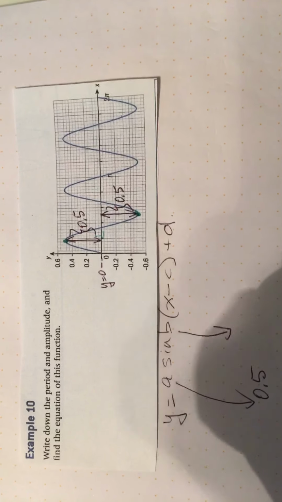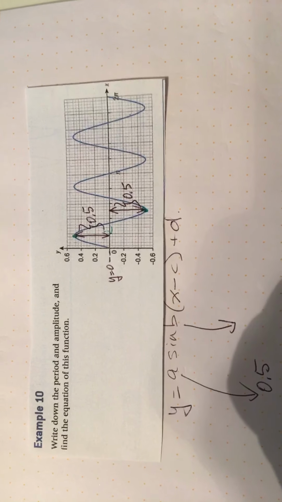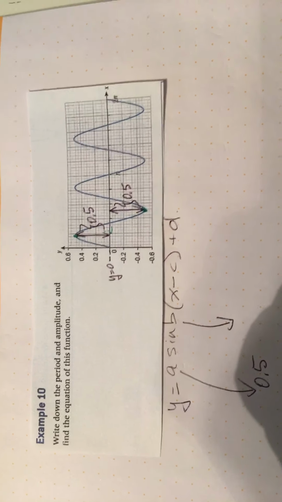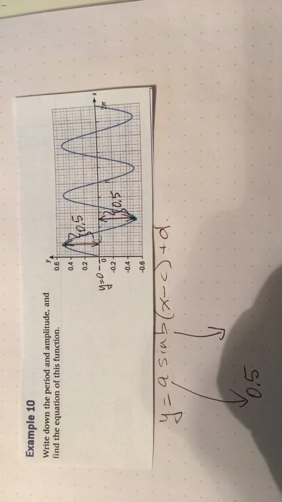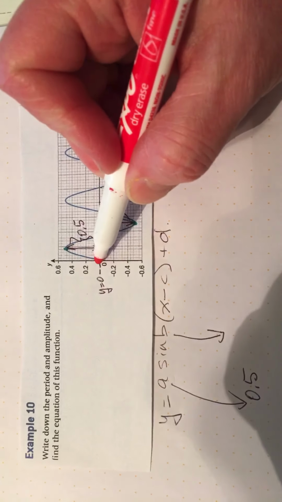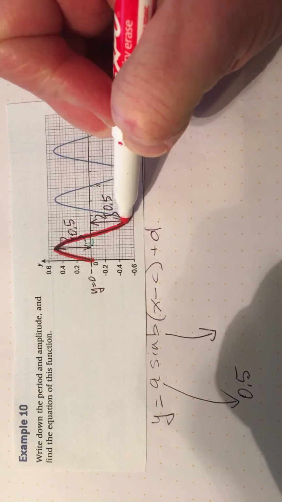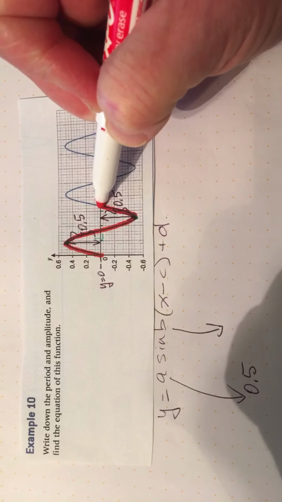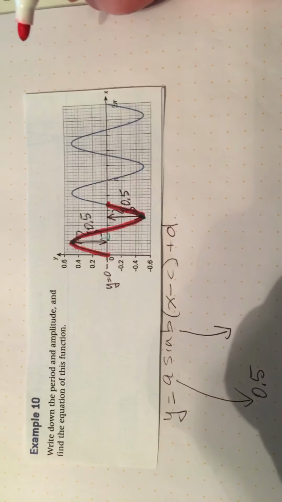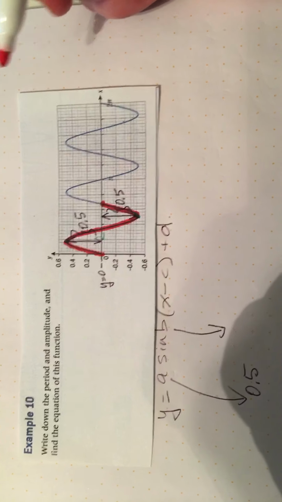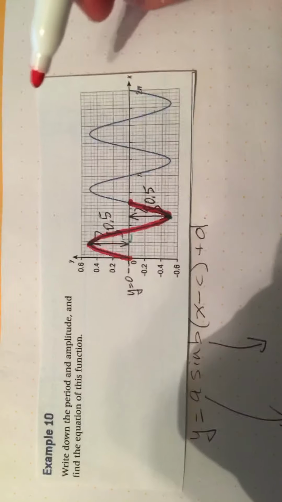Now remember, the period is the horizontal distance in which it takes the function to start repeating itself. So if we look at this function, and we start here at the origin and start tracing along the function, it starts repeating itself right here. All right, now we need to figure out how far horizontally that is. It's a little hard to tell from this graph. So instead, I'm going to use another strategy.